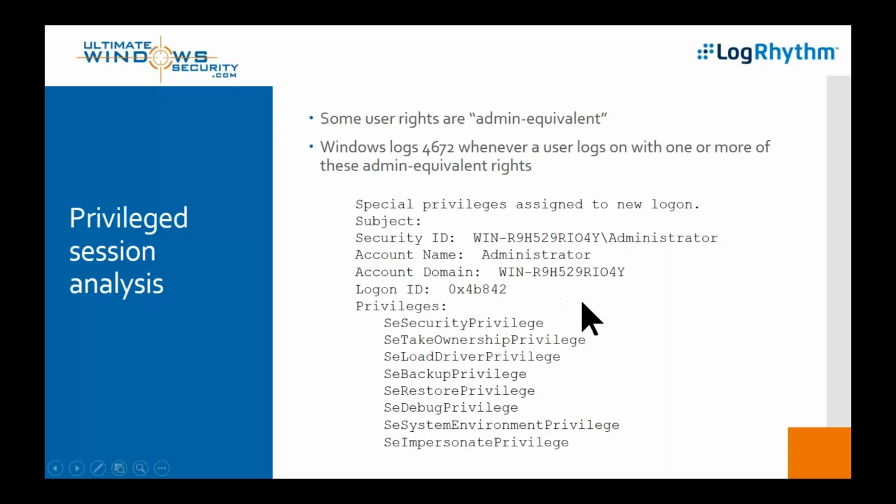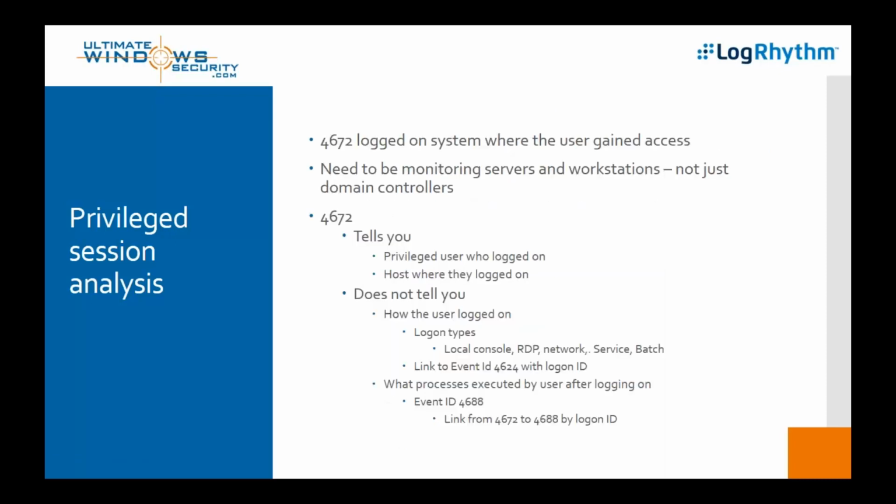And as we would expect, admin has a lot of admin equivalent rights, including, here's another one, load device drivers, or the backup or restore right. That allows you to access any file or other object on the system regardless of your permissions. Okay, so we get a 4672 whenever a privileged user logs on. We can begin from there and start doing some analysis.